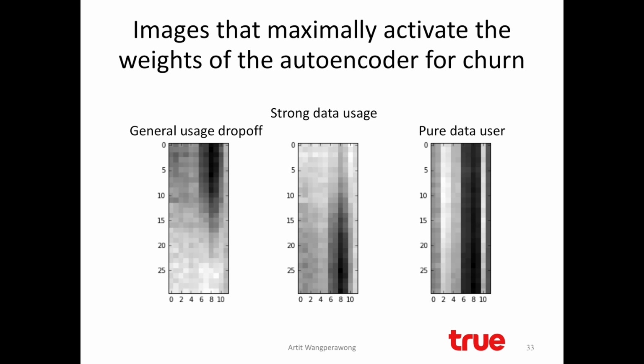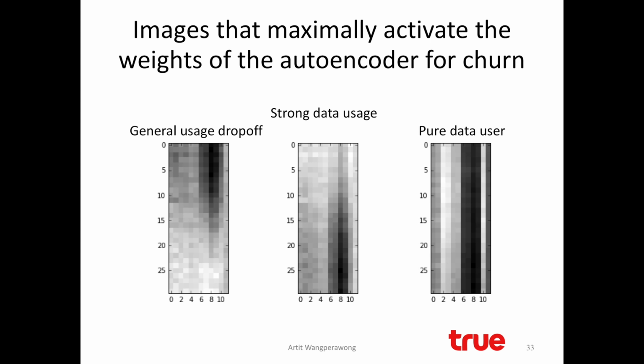Now, what about the second image? The second image shows strong data usage. And again, this is data only. The voice part is less important. When they have strong data usage, even though it's increasing in the second half, that still represents a good portion of the customers that churn. And in the third image, it's like pure data. It's very strong data usage, very low voice usage, and very low SMS out.